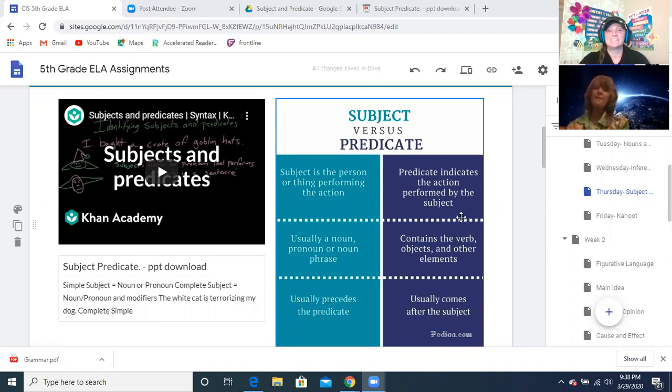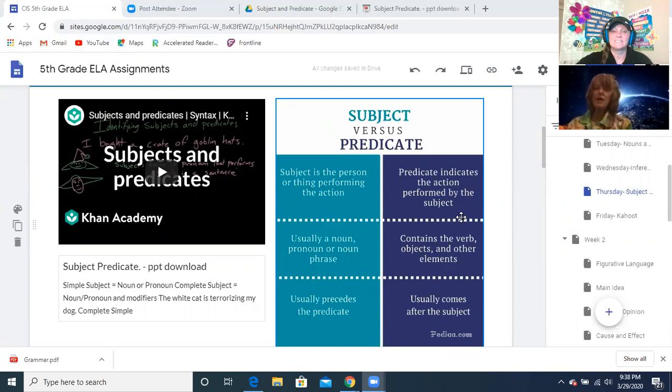Like I would say, Mrs. Hurt walks every day. So the subject would be Mrs. Hurt, and that would be the complete subject, and the complete predicate would be walks every day. So it says that a subject is usually a noun, a pronoun, or a noun phrase, and a predicate is a verb, an object, and other elements. So we're going to talk a little bit more about that, but I could also say this one. There's another one I could give you an example.